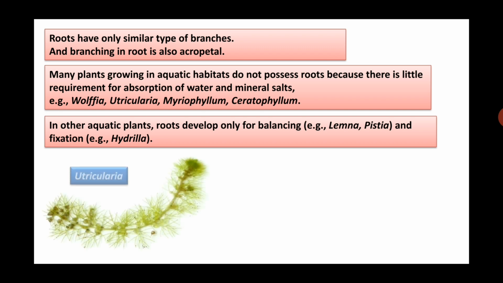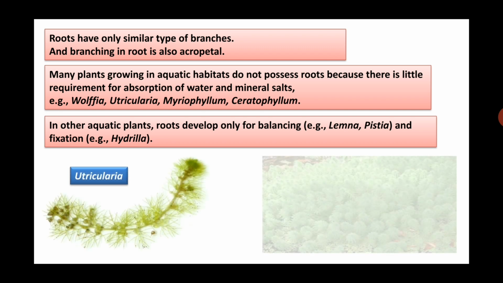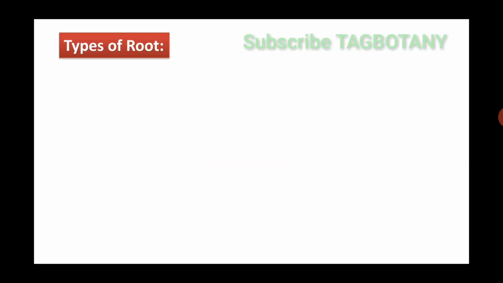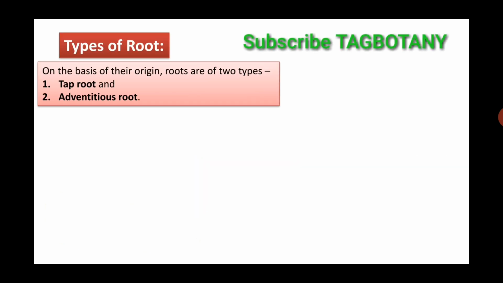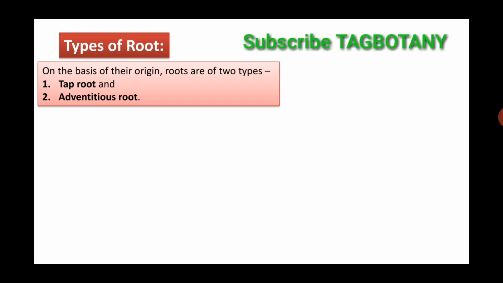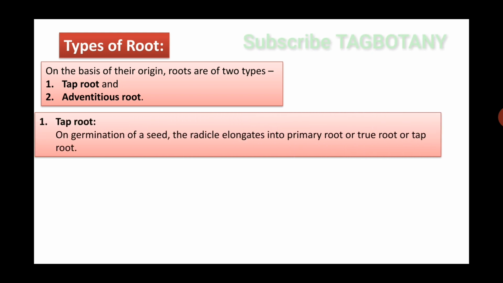So this is Utricularia and this is Myriophyllum. These plants do not have roots because they grow in water medium. Then let us study types of root. On the basis of their origin, roots are of two types. Number one, taproot, and number two, adventitious root.